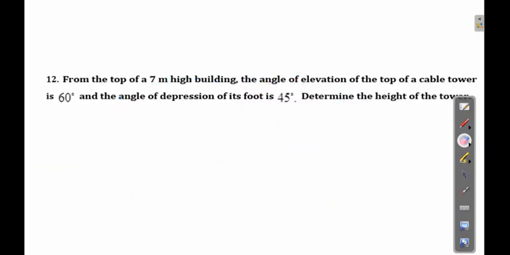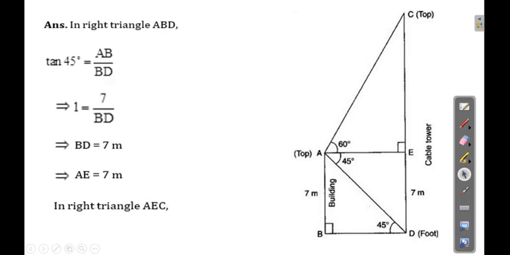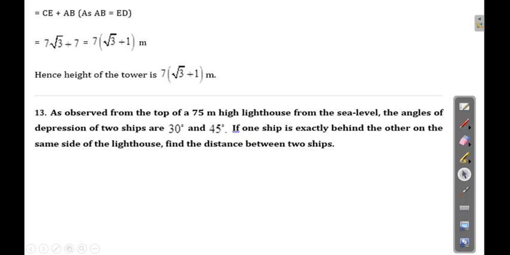Okay. So this is what the solution is, right? See the diagram. This is the building, the cable tower, 7 meter, 7 meter. So 45-degree angle, so isosceles triangle. So BD will also be 7, AE will be 7, right? And we get the answer x plus 7. So we'll find x. We got x as 7 root 3 meter, plus 7. That is 7 into root 3 plus 1 meter.